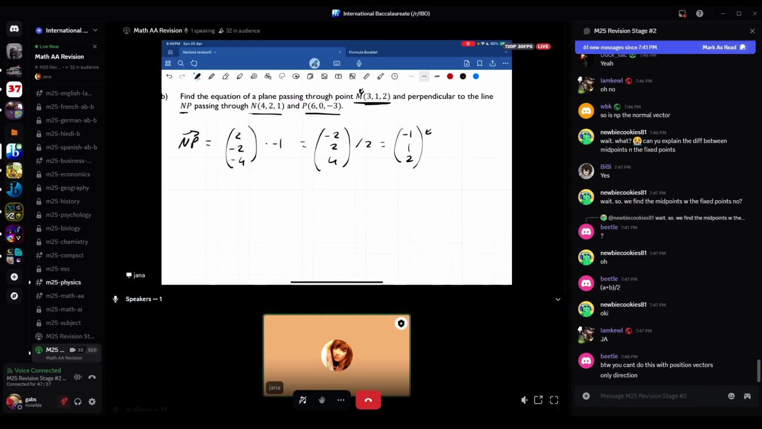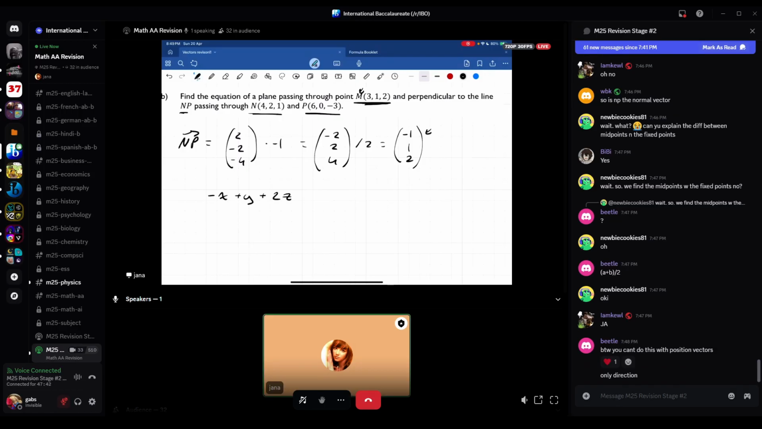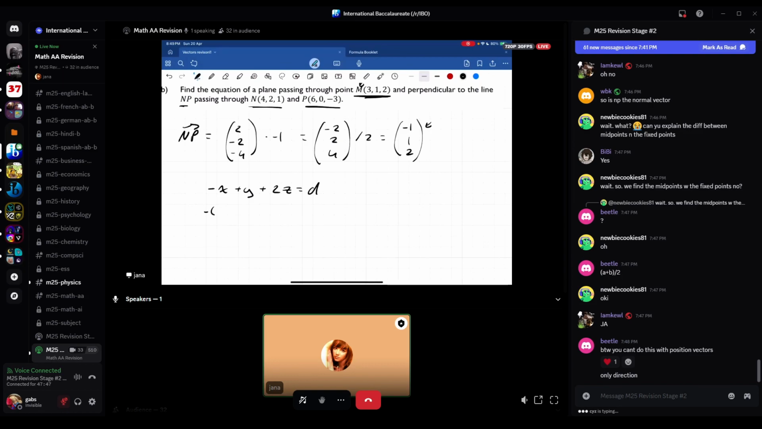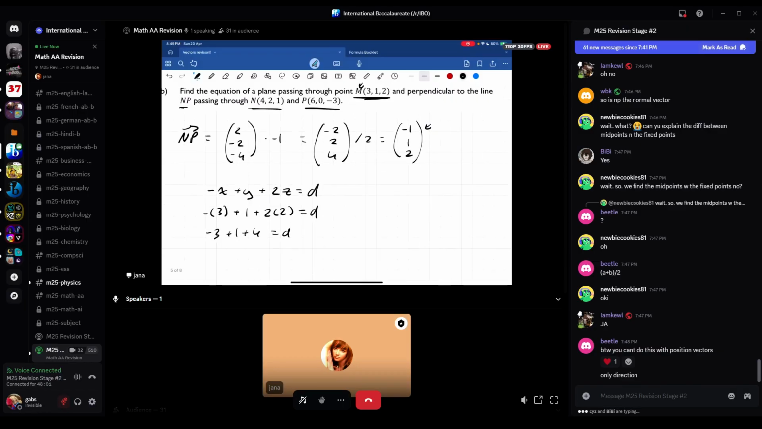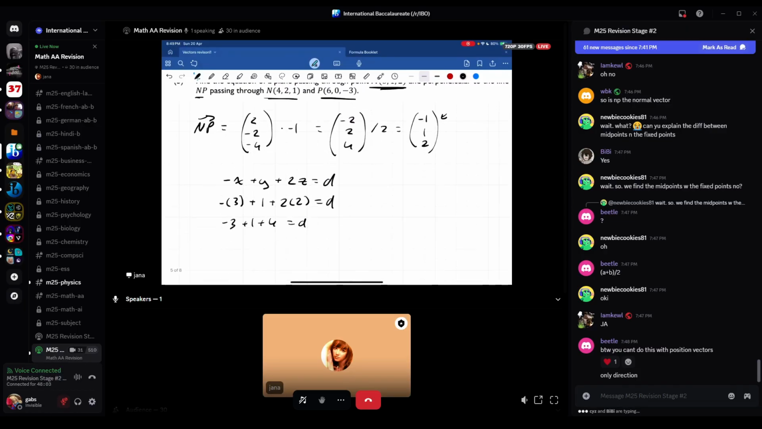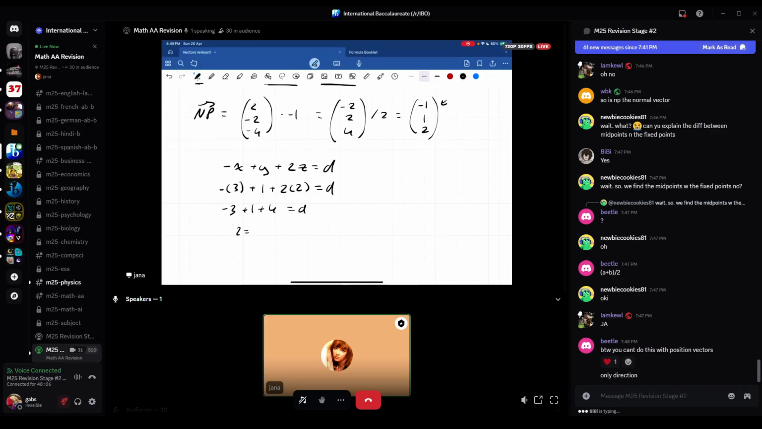So now, because we have the direction of the normal right here, we know that -x plus y plus 2z is equal to d, and we can find d using the point we already have. So -3 plus 1 plus 2 times 2 is equal to d, and that's -3 plus 1 plus 4 is equal to d, so that's 2. So put 2 there. There's your answer. All good?